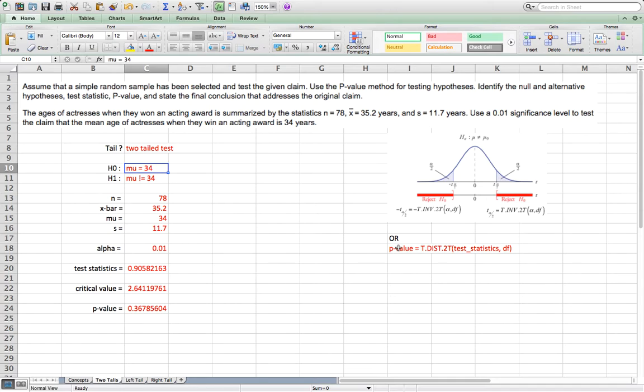To calculate the p-value, you use this formula. P-value equals T.DIST.2T. You put the test statistic here and the degrees of freedom here. You can calculate the critical value using this formula.